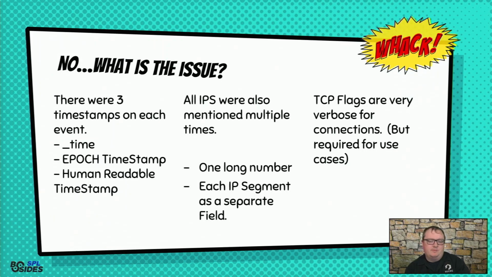All the IPs were mentioned multiple times. All the IPs were one long number, so all the octets were put together, no dots in between. And then each IP segment was its own field with its own field name. Again, all index timed. And then all the TCP flags were extremely verbose because it was basically the whole handshake of the segment, so it was massive for many of the events, and that's just the way it is.